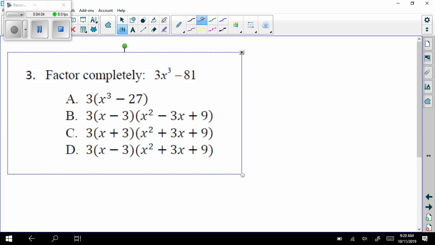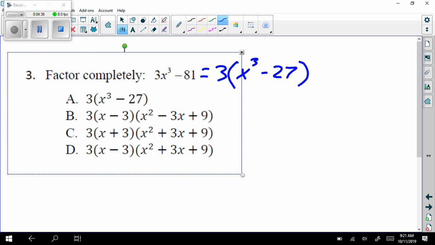Factor completely. This has got 2 terms. Whenever there's 2 terms, we're looking for one of those tricks, like difference of squares, difference of cubes, sum of cubes. In this case, this is a minus, so it is a difference. And that is a cube, so it's going to be difference of cubes. We're going to first take out the common factor of 3, because both of these numbers can be divided by 3. So you get x cubed minus 27. Now these are both cubes.